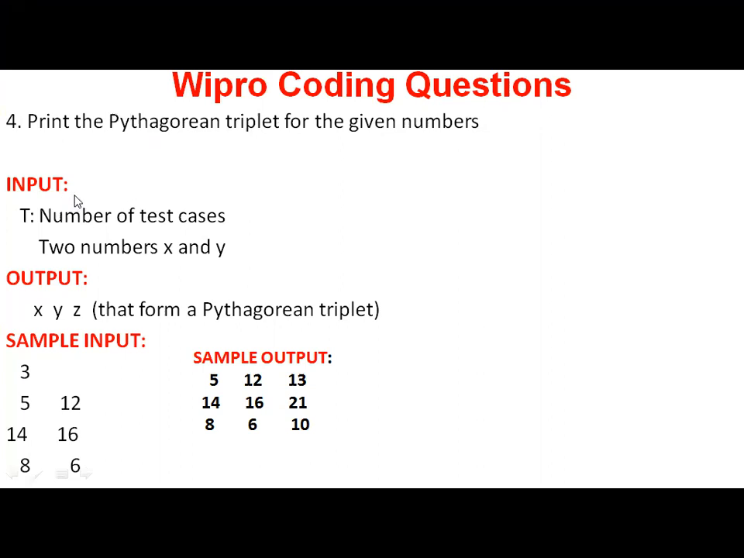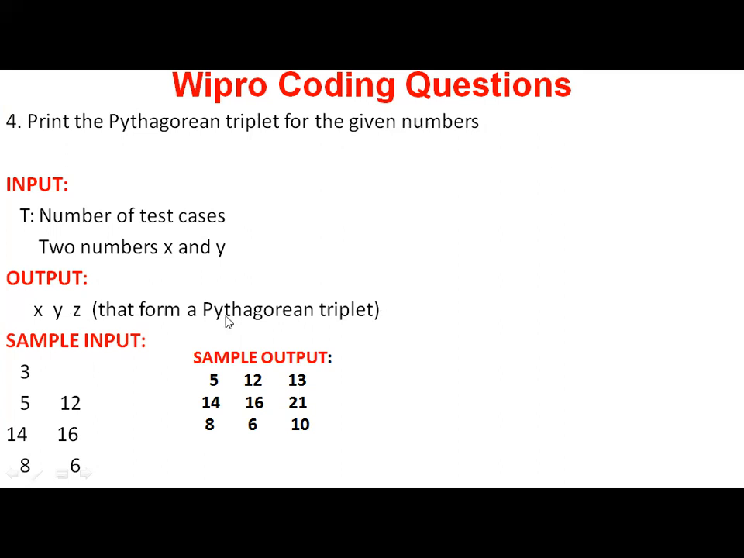So input, the first line contains the number of test cases and the second line contains two numbers x and y. Here only two numbers x and y are given. Then your output should be x, y and z that form a Pythagorean triplet. That means these three numbers form the triplet for the given x and y. You have to identify z and print the three numbers which form a Pythagorean triplet.